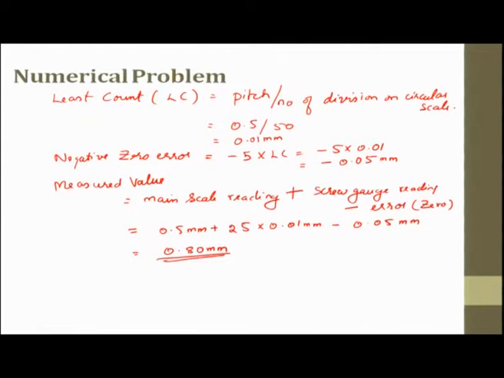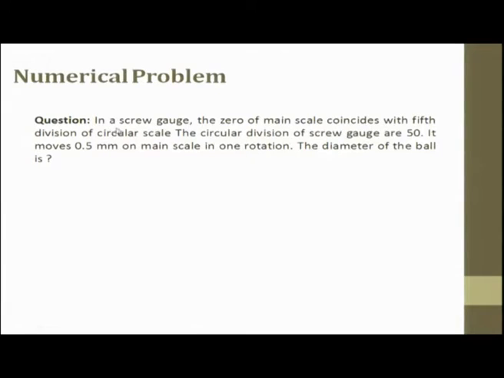Let us try one more problem. In a screw gauge, the 0 of the main scale coincides with the 5th division of the circular scale. The circular scale divisions of the screw gauge are 50. It moves 0.5 millimeter on the main scale in one rotation. The diameter of the ball is what?